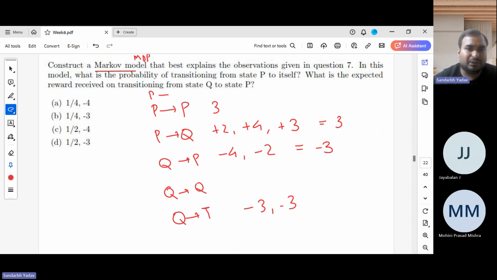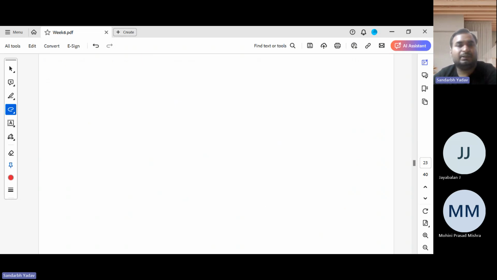In a similar manner, you can write P2 terminal state, there was none, right? So this is the basic reward. So we have the average reward, but we also need the transition probability to construct the matrix, right? So what is the transition probability? If we are in state P, one time we are moving to state P and the remaining 3 times we are moving to state Q. So this probability will be 1 by 4 and this probability will be 3 by 4, right? And Q to P, we are moving 2 times and Q to T, we are moving 2 times. So half for each. So now let's construct the MDP.